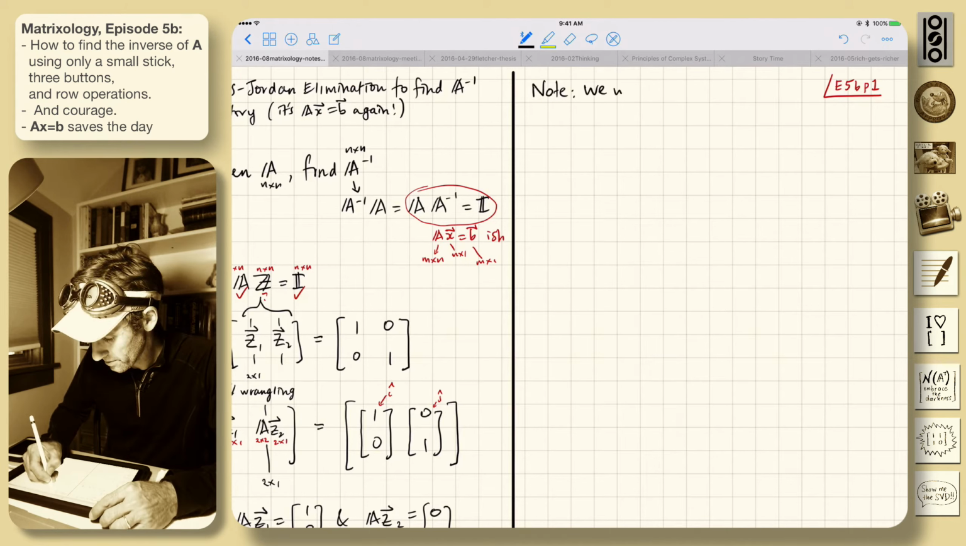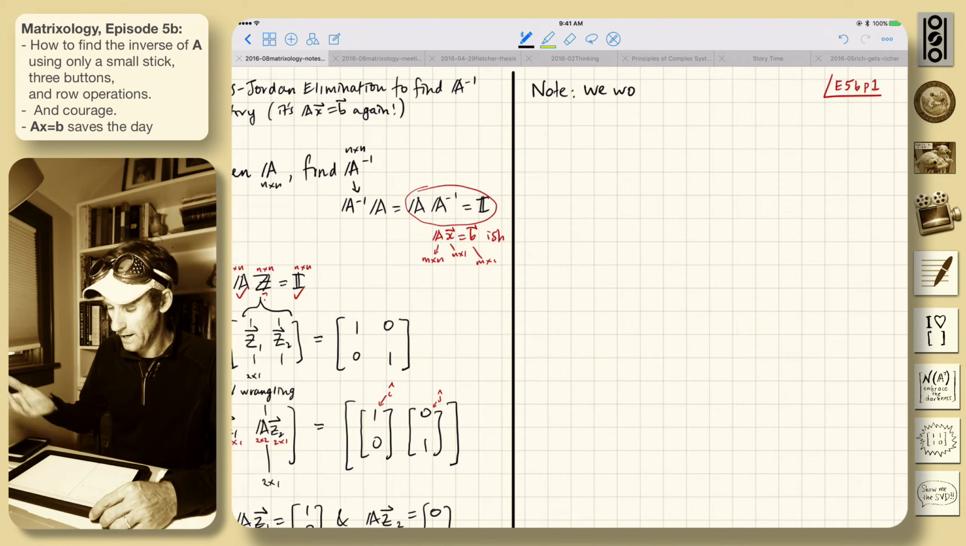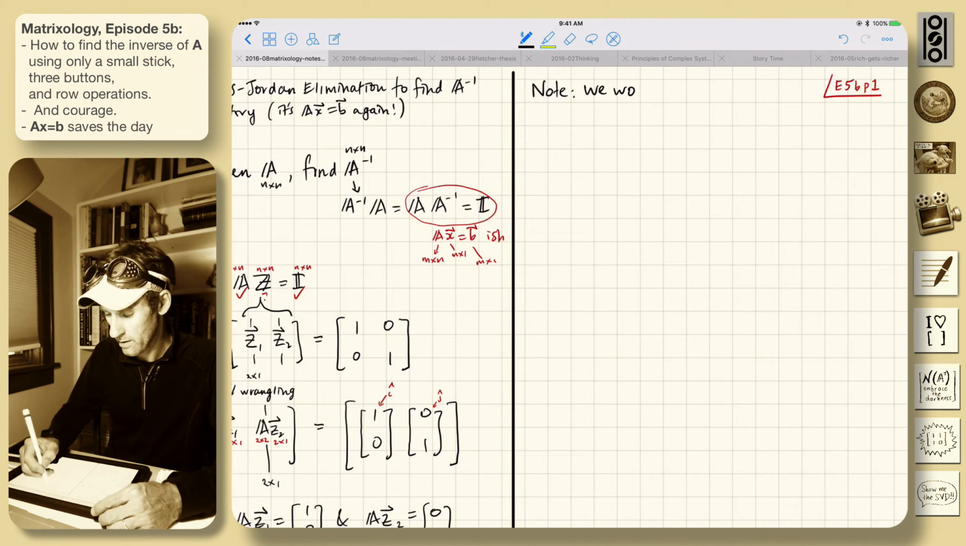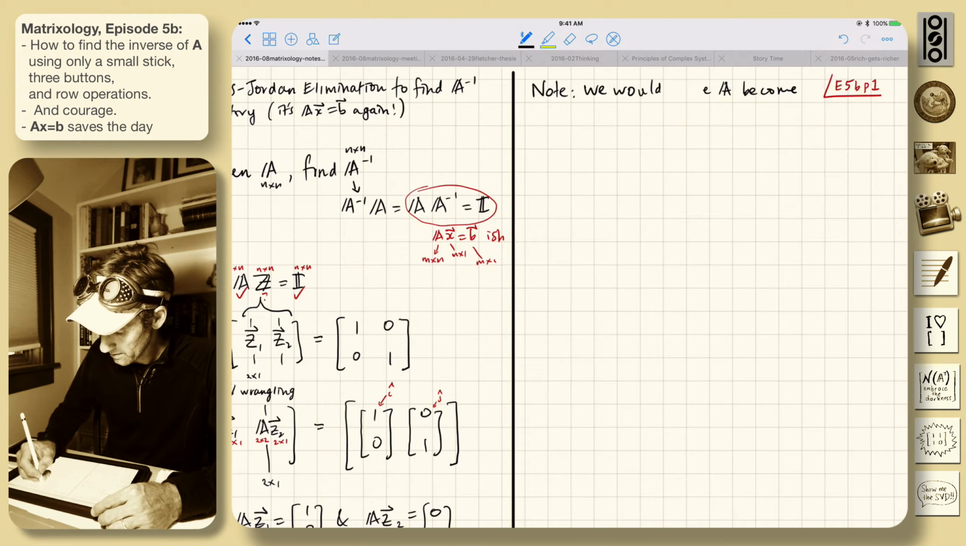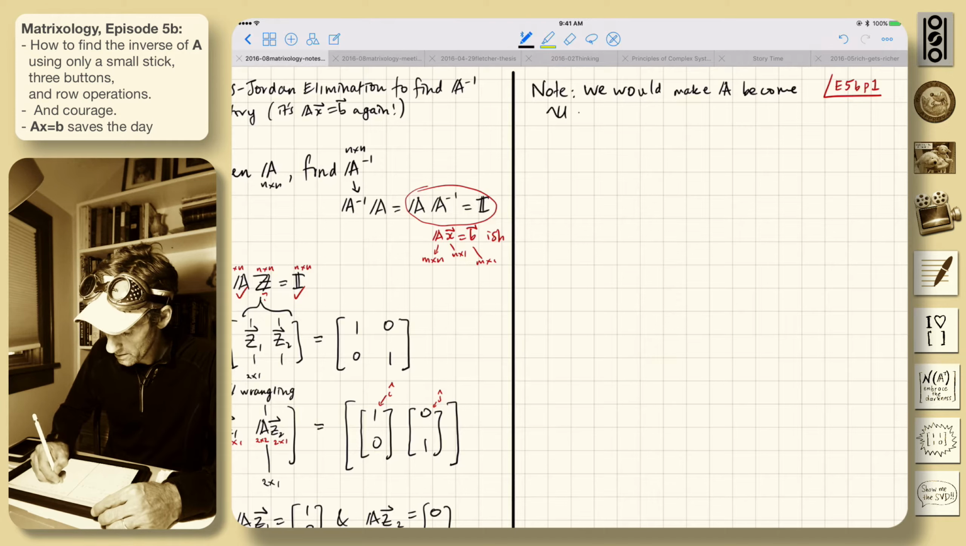Right, we would use the same row reduction because we're just trying to make A into U. We would make A become U with row reduction for both equations.